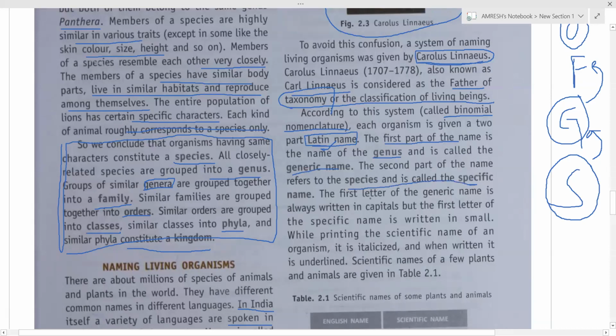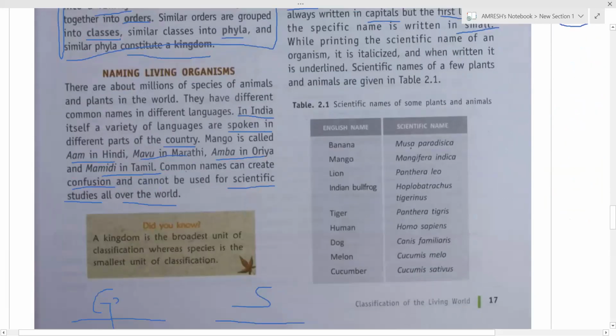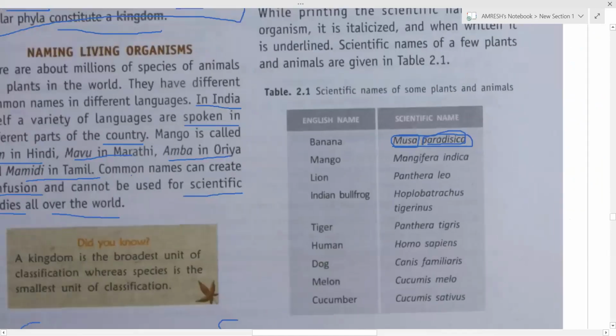And there are some rules you have to follow while naming these organisms. The first letter of the generic name is always written in capital, but the first letter of the specific name is written in small. You see, banana, we are naming it as Musa paradisica. See, Musa, the first part, is your generic name, and the second part is your specific name. Musa, M capital, paradisica, P small.